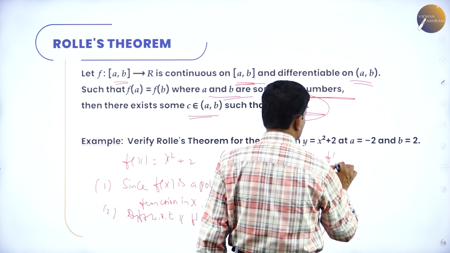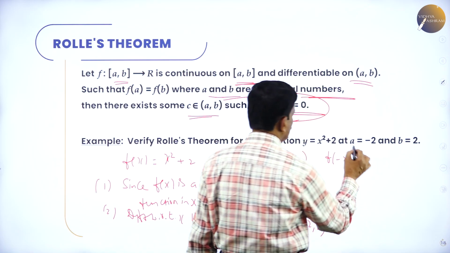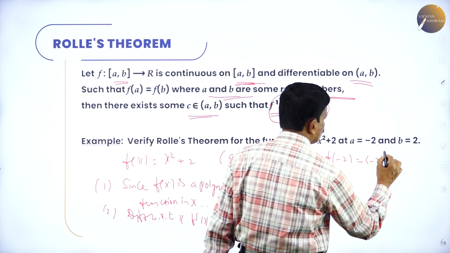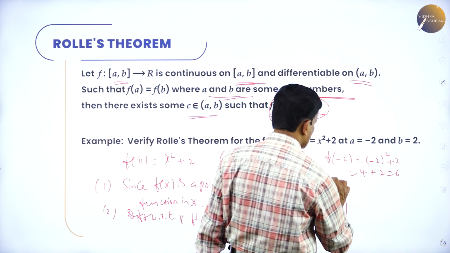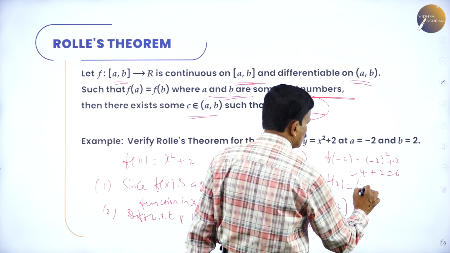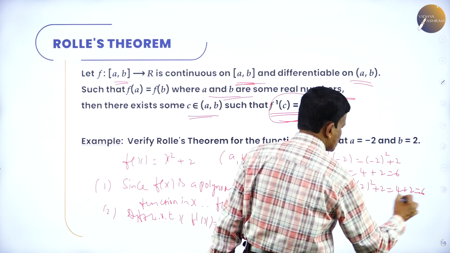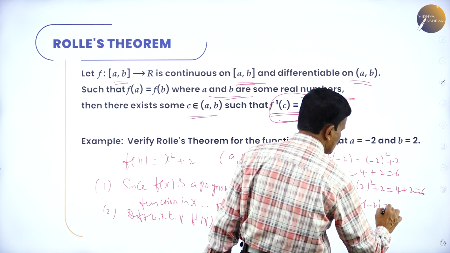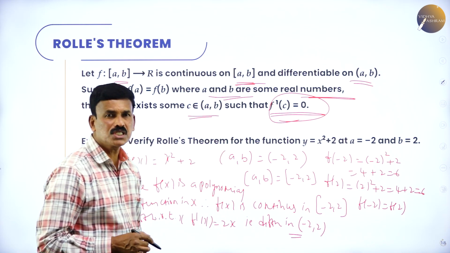So what is f of a? f of minus 2 is minus 2 square plus 2. Minus 2 square is 4, plus 2 is equal to 6. f of b, f of 2, is 2 square plus 2. 2 square is 4 plus 2, that is also equal to 6. So f of minus 2 is equal to f of 2. All the conditions for Rolle's theorem are satisfied.